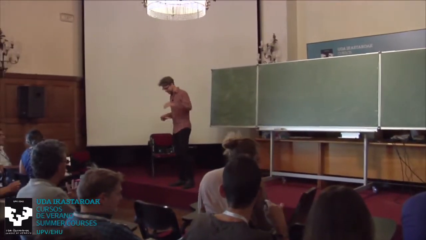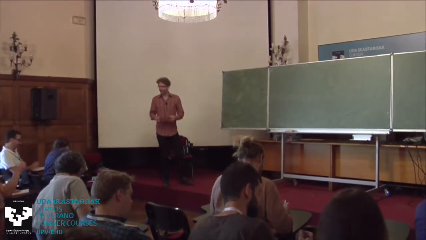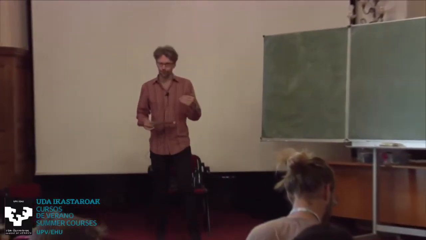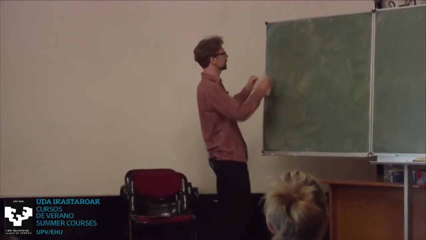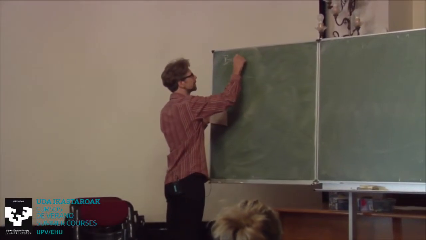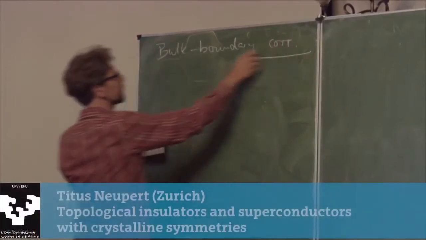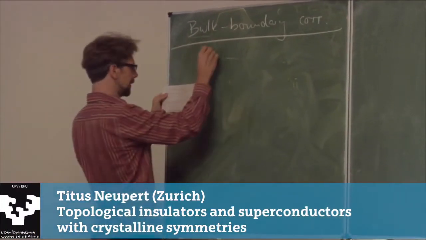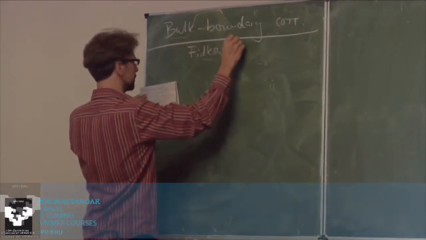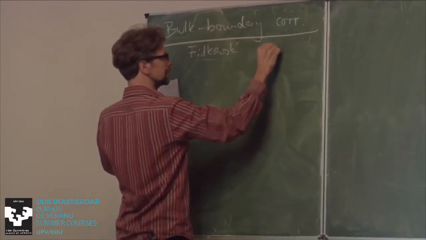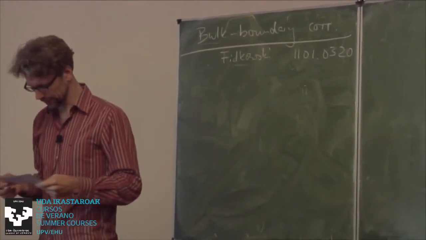So let's continue with the first part of my 3 lectures. I didn't quite finish the first part in the first lecture. And now I'll tell you how we can infer from this Wilson loop or position operator eigenvalues a bulk boundary correspondence of topological states. In the way I present it, this is contained in the work of Witkowski and others, arXiv 11010320, if you're interested in the details.